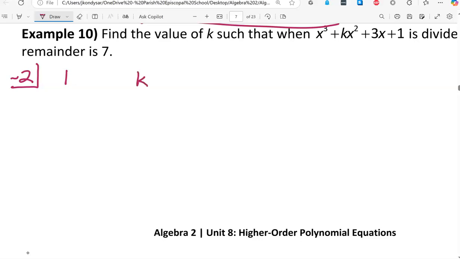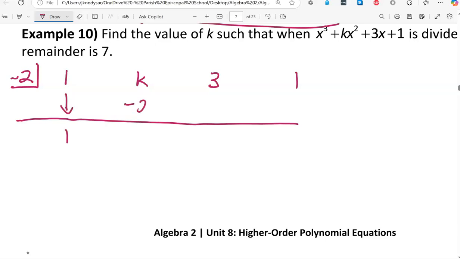I'm going to space mine out a little bit more because you'll see in a moment that we'll need that space. And the coefficient of the x term is 3, and the coefficient of the x to the 0 term, or the constant term, is 1. So I'm going to bring down my 1. 1 times negative 2 is negative 2. When we add this column, we get k minus 2.